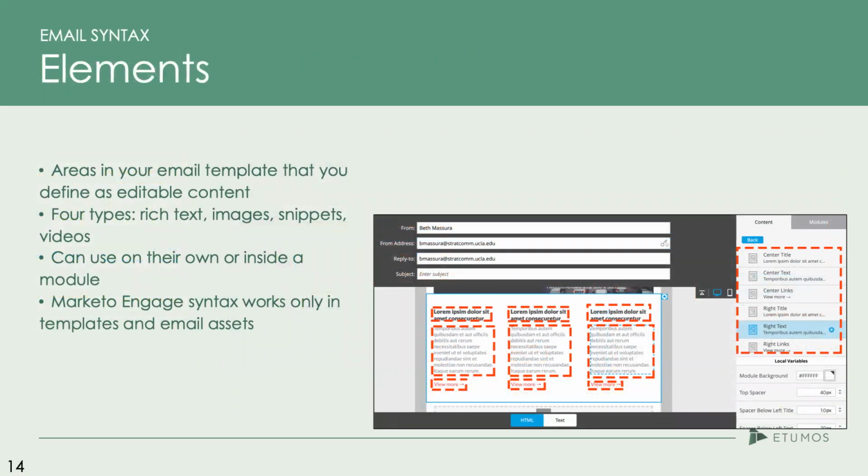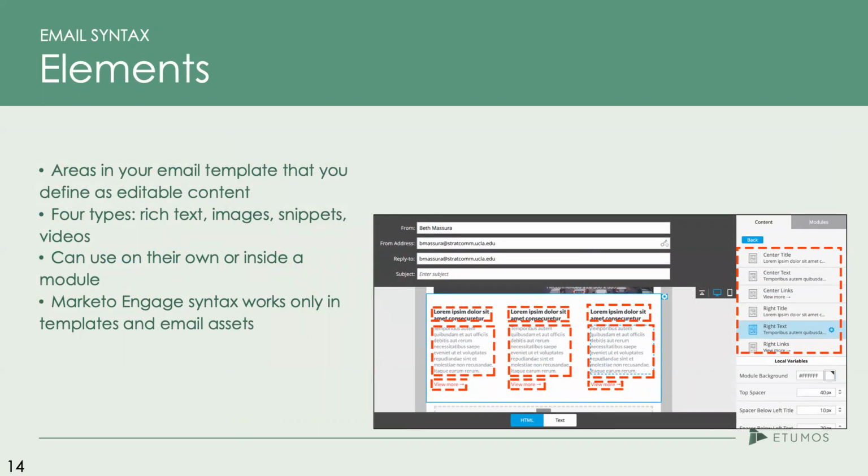Elements are the fundamental pieces of editable email assets. They create the areas in your template that you define as editable content. There are four types of elements: rich text, images, snippets, and videos. I'll be spending a lot more time going into each of these in detail.